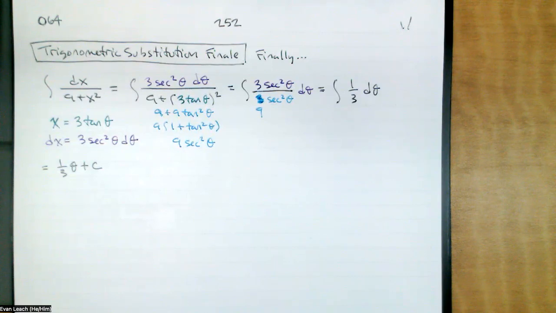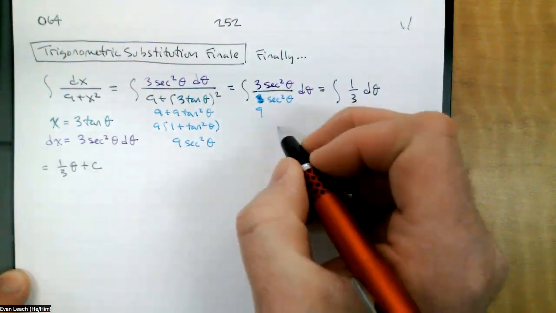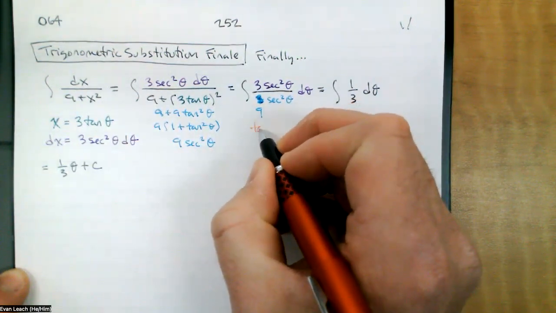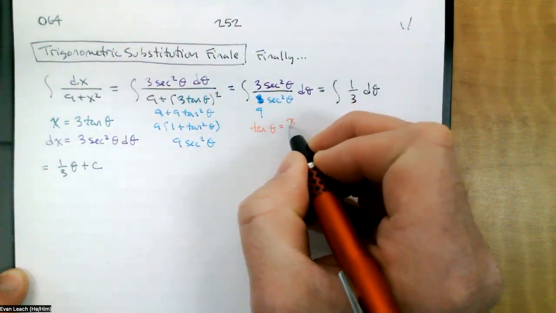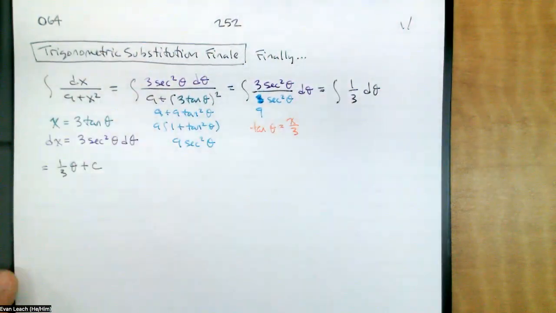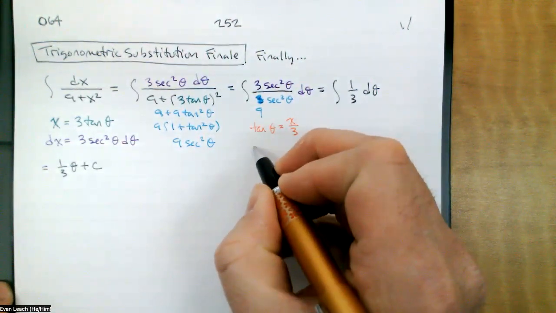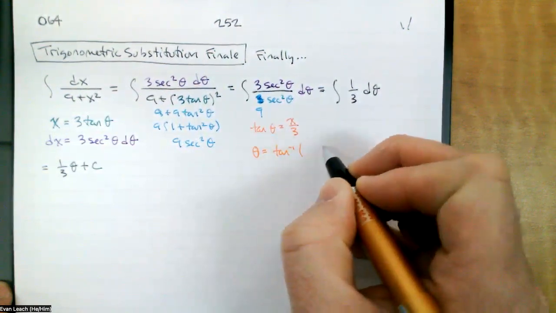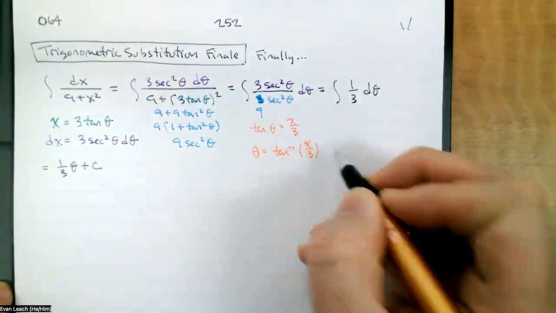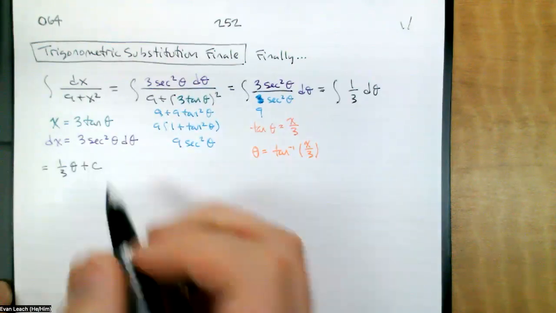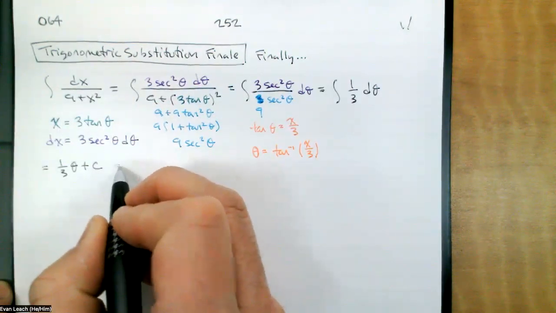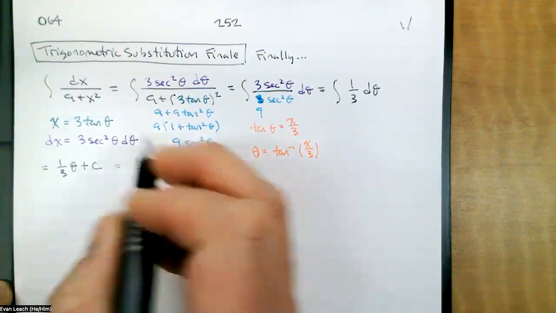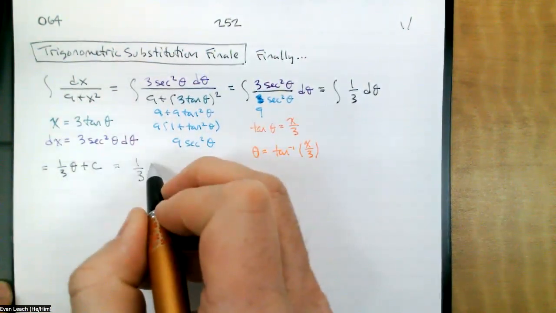Now I need to take the x equals 3 tangent theta, and I need to figure out what theta is. So if x is equal to 3 tangent theta, then tangent theta is equal to x over 3. And so theta is arctangent of x over 3. Just like we suspected. The integral of 1 over 9 plus x squared is going to be a third times the tangent inverse of x over 3.